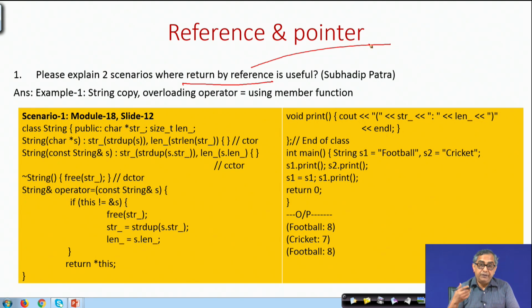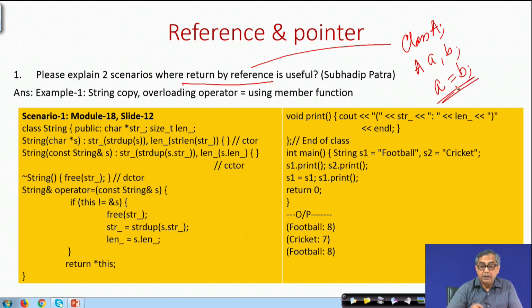Similarly, return can happen by value or by reference. So, Shubhodip is asking what is the need for having return by reference, and it is very useful. Quite a few things in C++ would not have been possible if we did not have return by reference. Certainly, the most common scenario would be a variety of different operator overloading scenarios. Suppose I have some class, arbitrarily I am saying class A, and you have two objects A and B, and we want to write A assigned B.